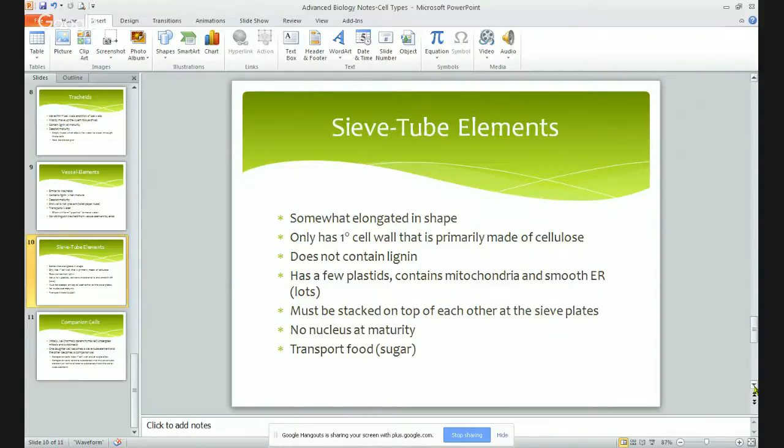Sometimes they're going to have a couple of plastids, like your chromoplast, chloroplast. You're going to have some mitochondria. You're going to have lots of smooth endoplasmic reticulum, but you're not going to have too much else. I probably should have switched the order here. While they do have those particular elements, they do not have a nucleus when they're mature, which will be important, which is why you have a companion cell for these guys.